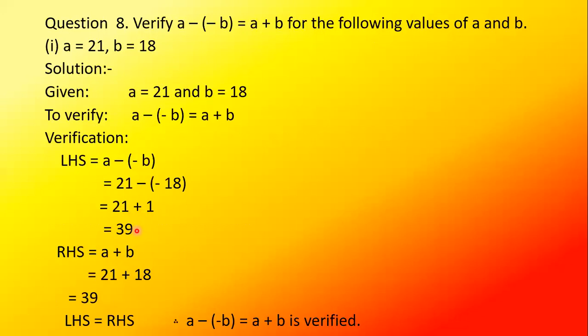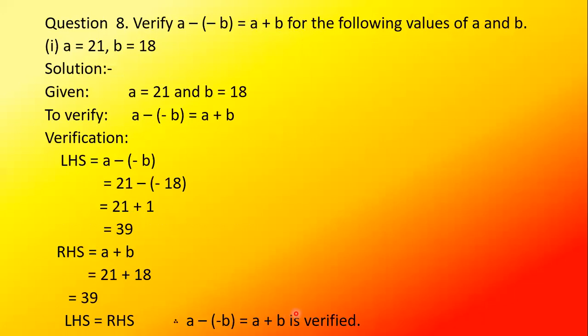Now, we will consider RHS. RHS means right hand side of the equation, that is a plus b. A is 21 and b is 18, and if we add 21 and 18, we will get 39. That means LHS is equal to RHS. You will write LHS is equal to RHS. Therefore, this symbol of three dots shows therefore, a minus minus b is equal to a plus b is verified, means you proved that.